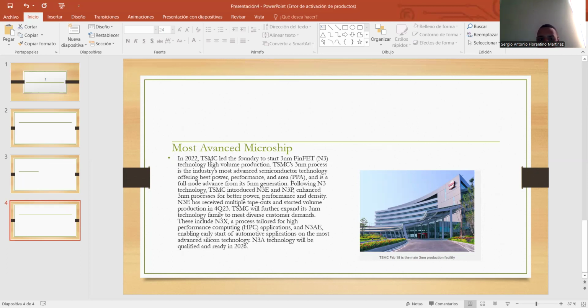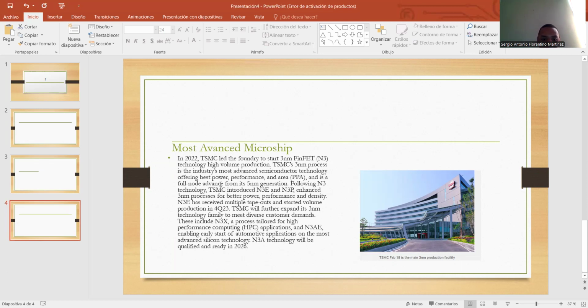In 2022, TSMC led the foundry from the start of 3 nanometer technology in high volume production. TSMC's 3 nanometer process is the industry's most advanced semiconductor technology, offering the best power, performance, and area, and is a full node advance from the 5 nanometer generation.